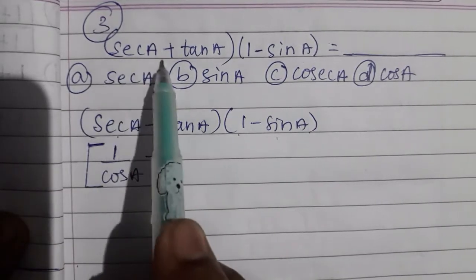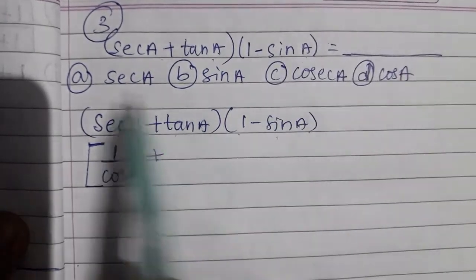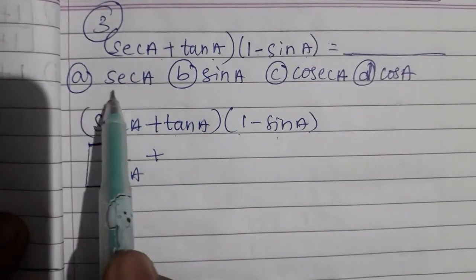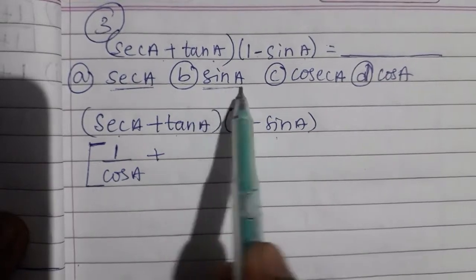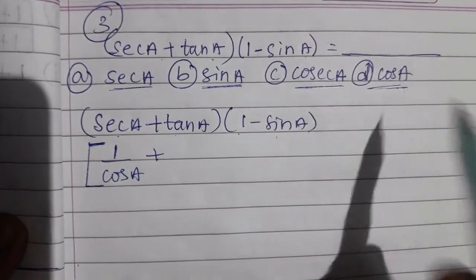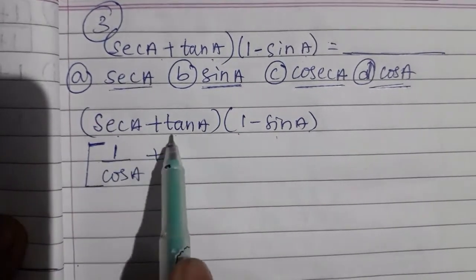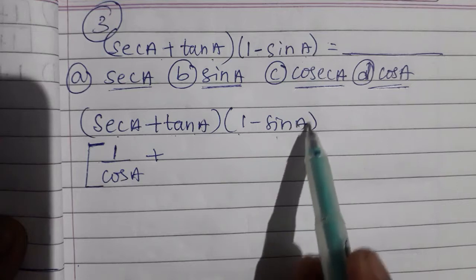Third question. (secant A plus tan A) into (1 minus sin A) is equal to dash. Four options are given. A, secant A. B, sin A. C, cosecant A. D, cos A. Let us calculate and find the answer. So (secant A plus tan A) into (1 minus sin A), write as it is.